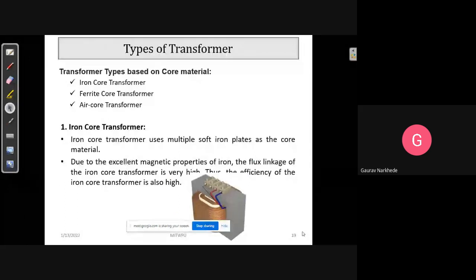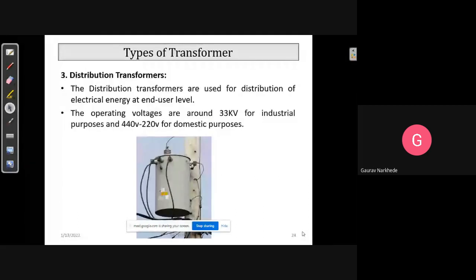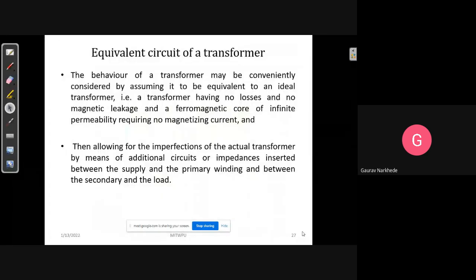And then depending on the material used for construction of the core, we can again classify the transformers as iron core, ferrite core, or air core, correct? And finally, at the last, we have seen that we can again classify the transformer depending on its usage, whether it is used for power transfer, so power transformer, then measurement transformer, and the third one is your distribution transformer, right? So this was the last slide which we have covered, and today let us start with equivalent circuits of the transformer. Okay.